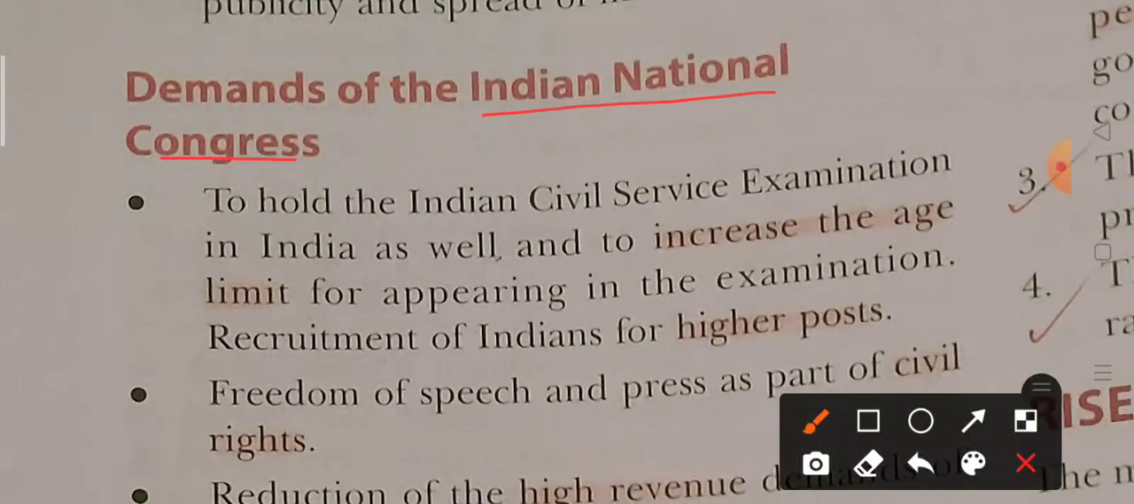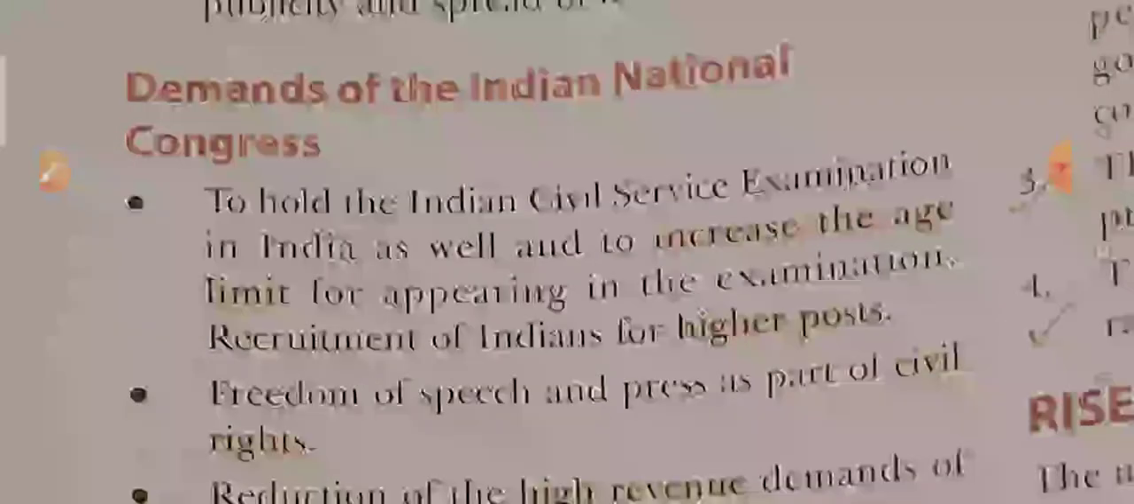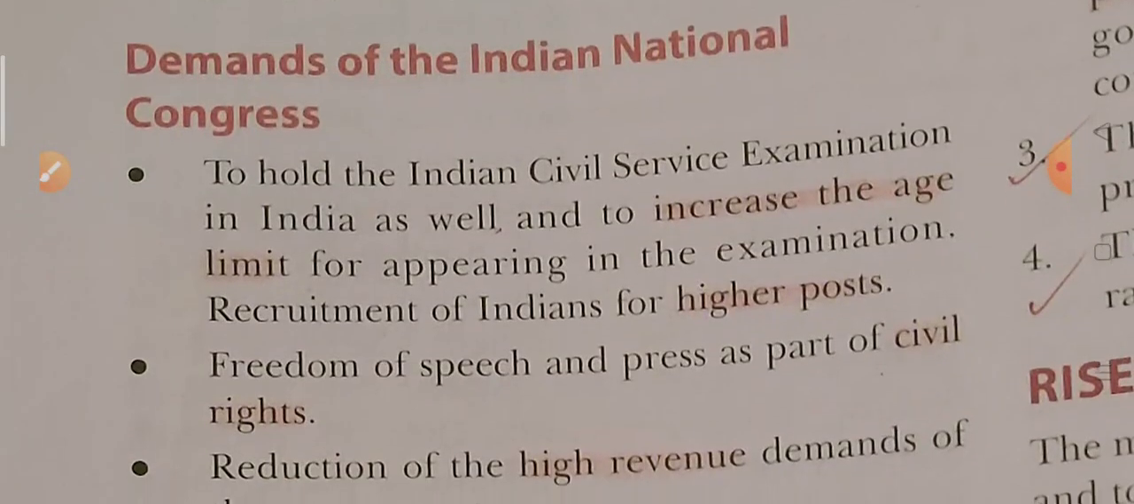Now you revise this. Previously you learned what the objectives were. The meaning of objective is purpose: what they wanted to do in Indian society. Because India was facing a critical condition, exploitation and unequal treatment by the Britishers. So now, the demands of the Indian National Congress.